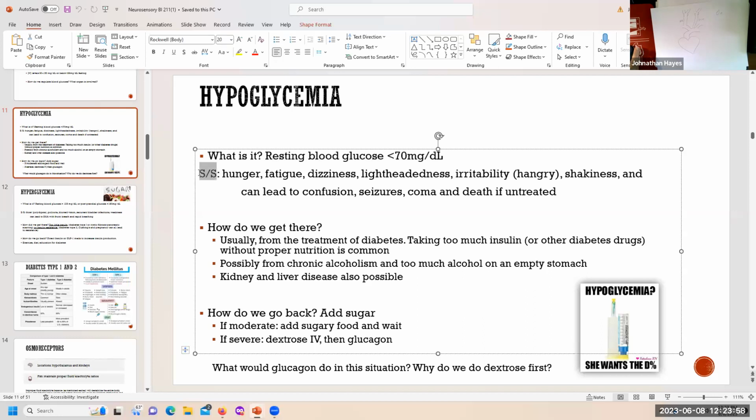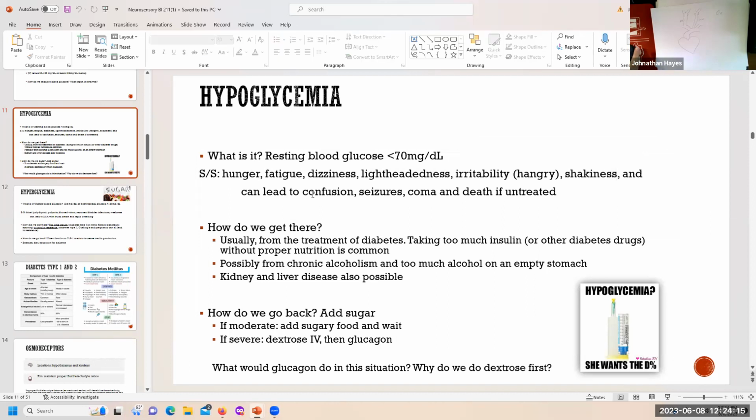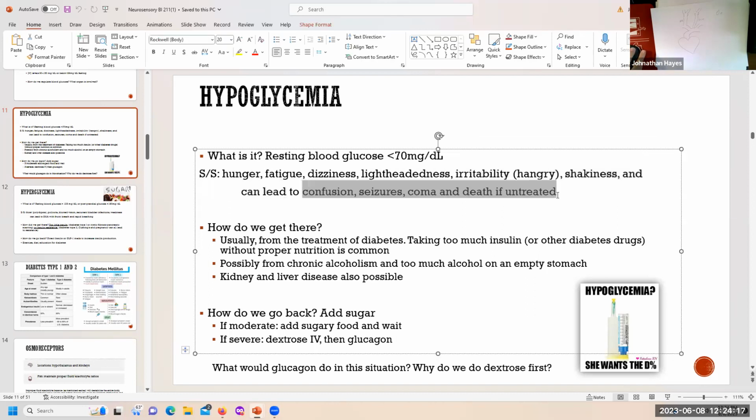Pretty easy signs and symptoms: hungry, tired, maybe you feel dizzy and lightheaded when you stand up, right? Hangry, that's what we call it nowadays, right? Irritability, shakiness. But if it gets too low, yeah, you can die. So that's a big problem, big problem.